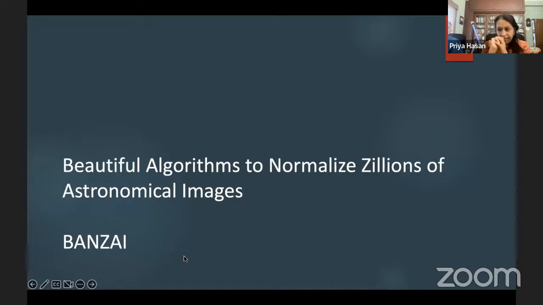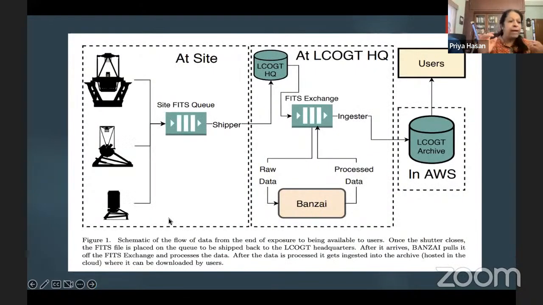Now we'll come up to the main thing, which we are going to talk about, which is called BANZAI, okay? So BANZAI actually stands for Beautiful Algorithms to Normalize Zillions of Astronomical Images. So what is BANZAI? BANZAI essentially is a pipeline, okay? When you observe with some telescope, what it basically does is it converts all this, what we call raw data, and gets it in a form which you can use.